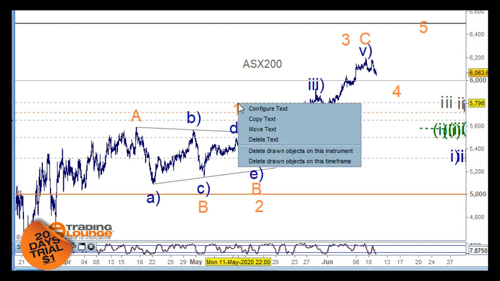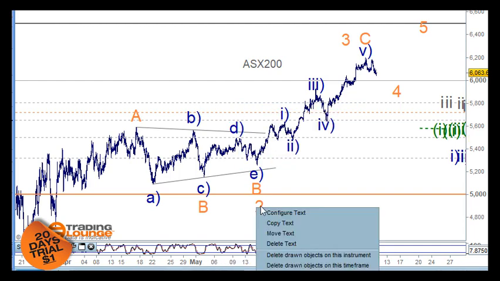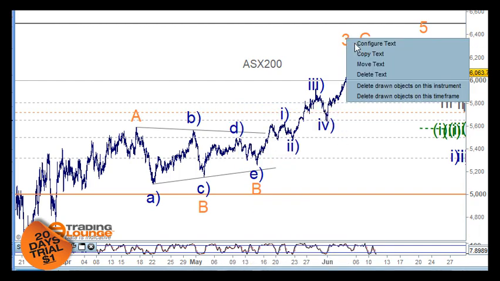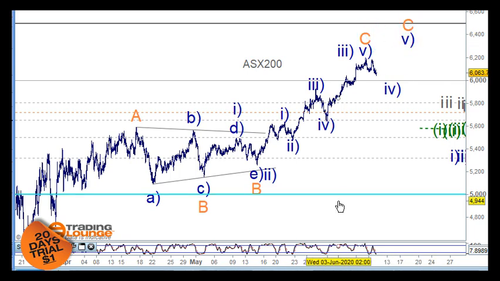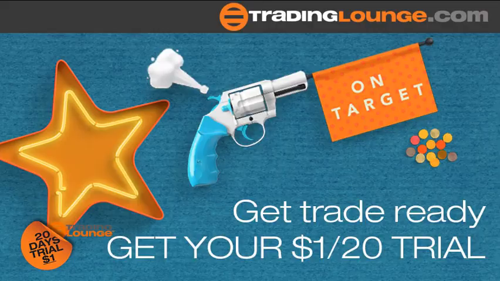In fact, I did that wrong there, beg your pardon. So I'll just mend my ways. So what we would do is copy this, look at this as wave 1 here, this is wave 2 here, this is wave 3 here, this is wave 4 here, and wave 5 coming here for wave C here.